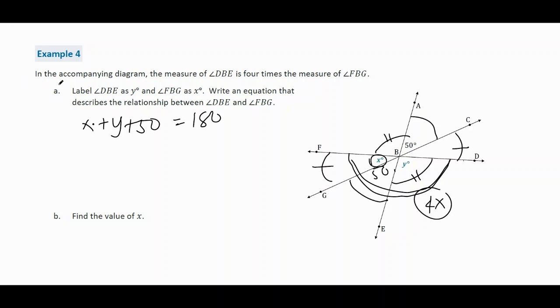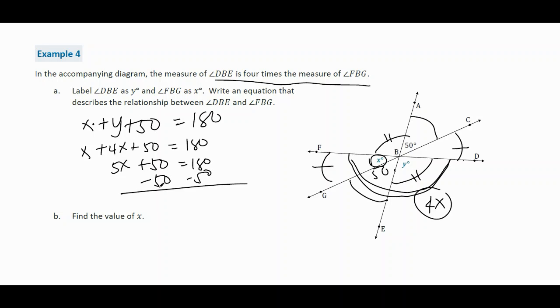But it says there you were given an instruction. DBE is 4 times the measurement of FBG. And what is the measurement of FBG? X. So what is 4 times x? 4x, right? That is x plus 4x plus 50 is equal to 180. Okay, so now you have 5x plus 50 is equal to 180. Subtract 50, subtract 50. It's going to be 130. Divide both sides by 5.